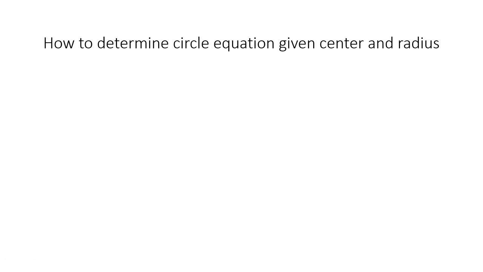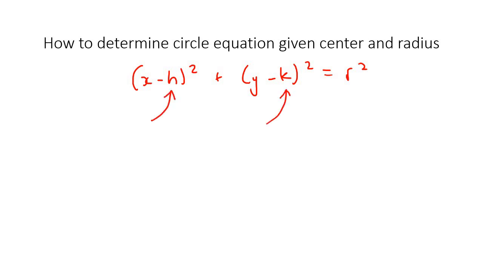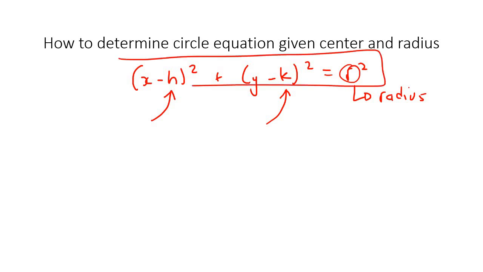In previous lessons, we have learned that the standard equation of a circle goes like this: (x - h)² + (y - k)² = r². And we said that to work out the circle center, we look at the h and the k, and then this r is the radius. So what we're going to learn how to do in this lesson is, I'm going to tell you the center of the circle and the radius, and you need to somehow create this equation.